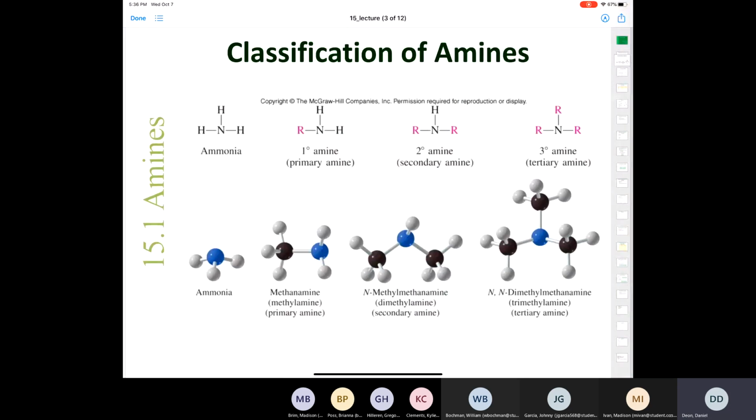All right, classification of amines. I've already covered this, but we'll go over it again. If we have three hydrogens attached directly to our nitrogen, that is simply ammonia, right? NH3. Everybody should know what ammonia is by now. If I have one R group, it's a primary amine. Two R groups, it's a secondary amine. And three R groups, of course, make a tertiary amine.